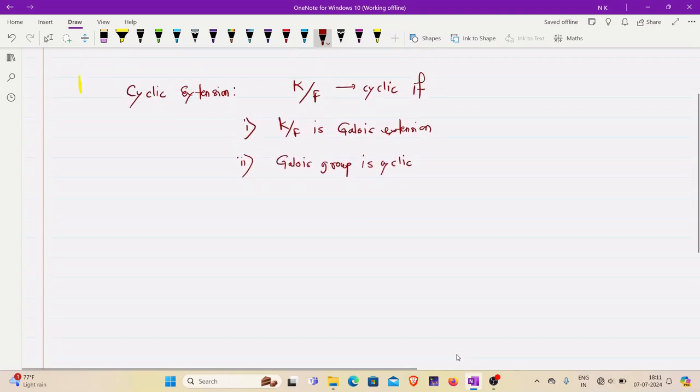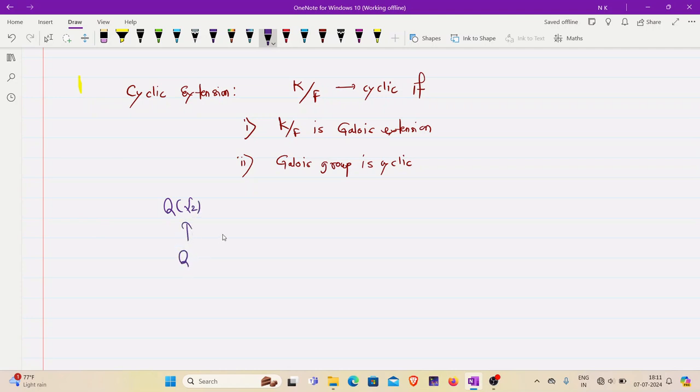Now we will have an example to illustrate this idea. For that, we will consider the extension Q(root 2) over Q. It is easy to identify that the Galois group of Q(root 2) over Q has two automorphisms, identity and sigma, where sigma maps root 2 to minus root 2. So the Galois group of Q(root 2) over Q is equal to identity and sigma, where sigma is the automorphism which maps root 2 to minus root 2.